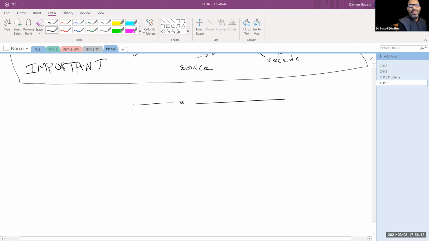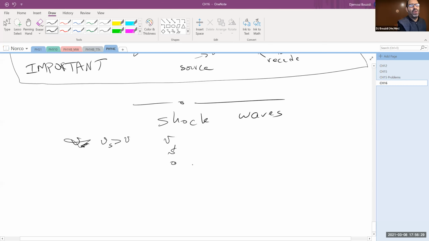Here is an interesting case, and that is shock waves. When you have a source moving with a velocity higher than the speed of sound. So in other words, Vs is bigger than v of sound. Here is the situation. You have the source sending a wave and then it moves away here and sends the second wave front. Obviously, the second wave front did not even reach that point. The source has reached it, okay? So this is where the first wave front is. The second wave front is already on the way, okay?